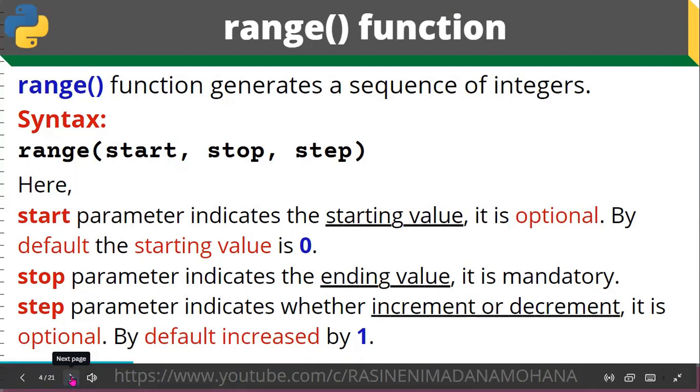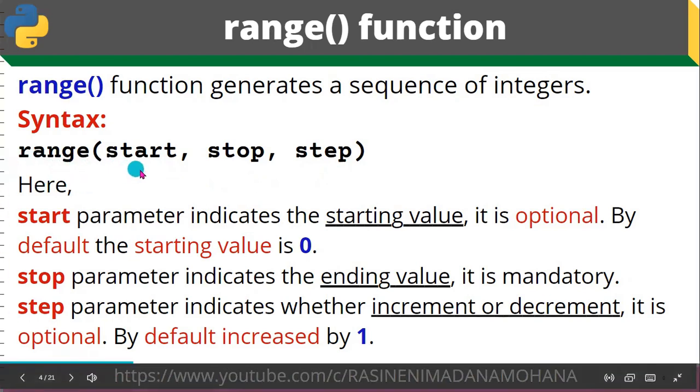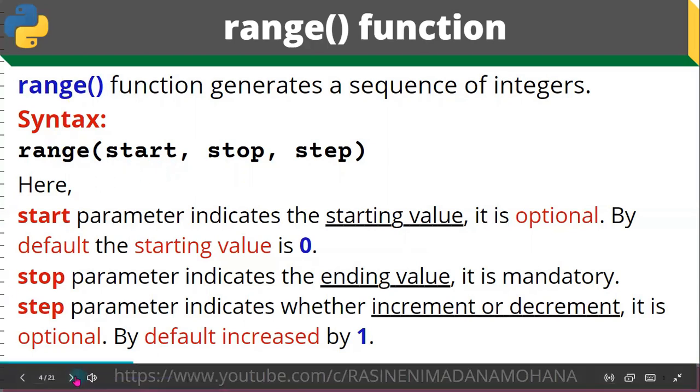So start, stop, step: out of these, stop is mandatory. If start is not there, by default it starts with 0. If step is not there, by default it increases by 1, or decreases by -1. So this is the syntax of the range function. We can't execute this range function directly, so we use it in the for loop. Then that loop can be repeated based on these range values.